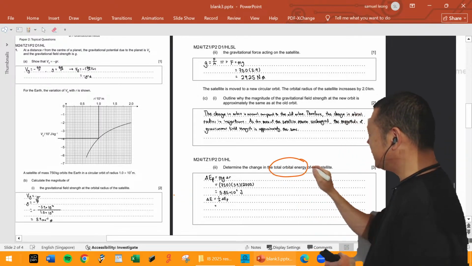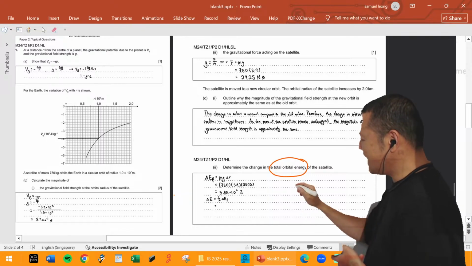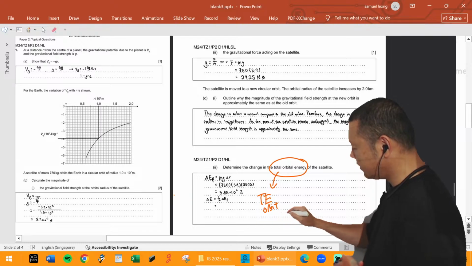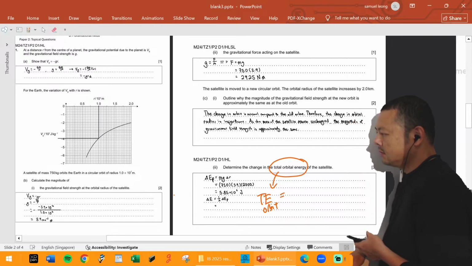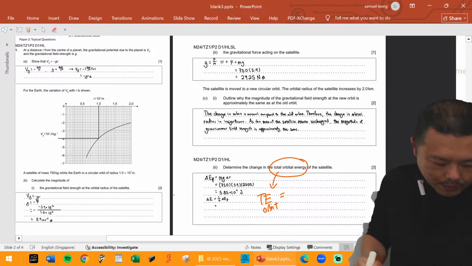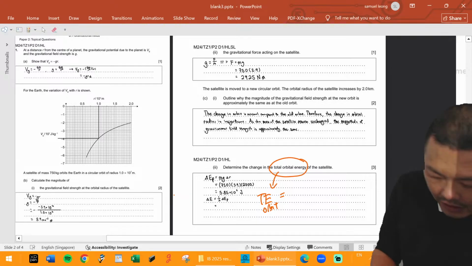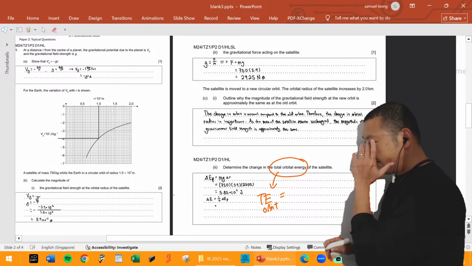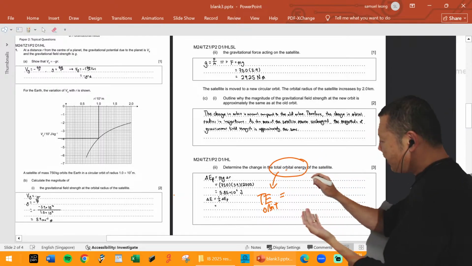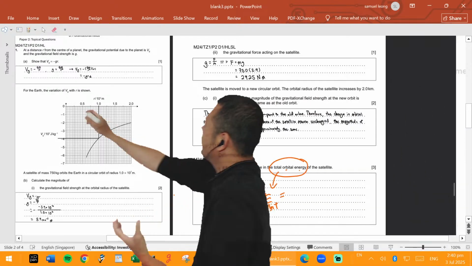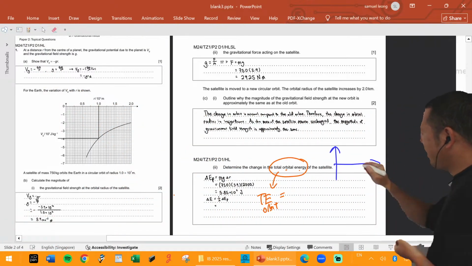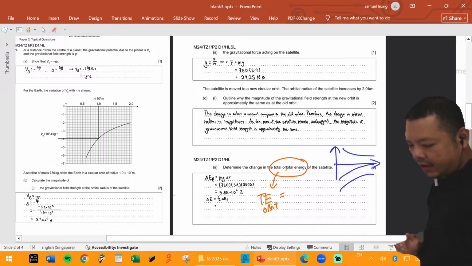You want total orbital energy? Is there an equation for that? Total energy of orbit? I don't think it's in the data booklet. But if you remember anything to do with orbital energy, it is that graph. That three-line graph, this one, and this one.